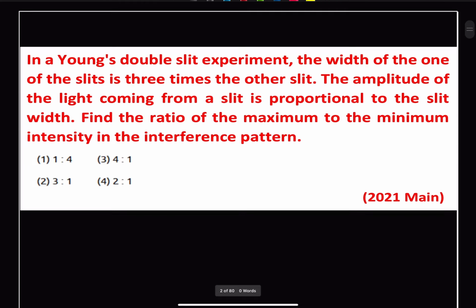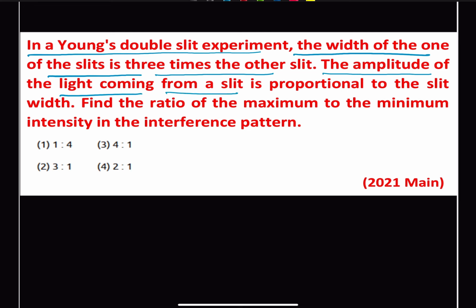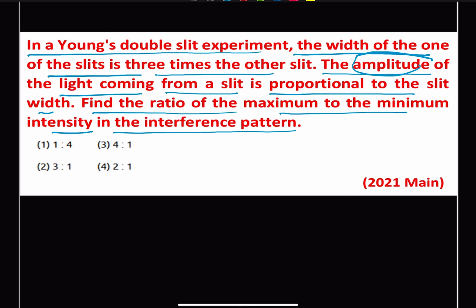Next question, and it states that in a Young's double slit experiment, the width of one of the slits is 3 times the other slit. The amplitude of the light coming from a slit is proportional to the slit width. Find the ratio of the maximum to the minimum intensity in the interference pattern. So in the question itself, it is given that the amplitude is proportional to the slit width.